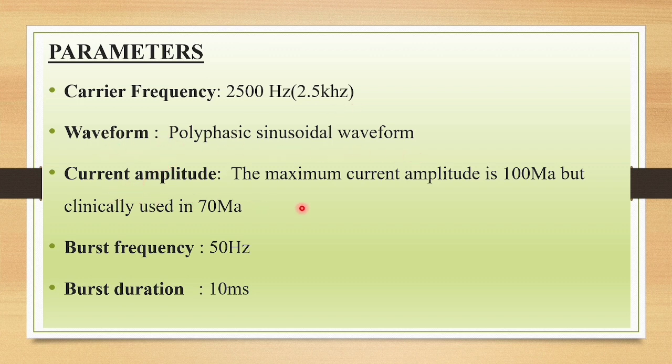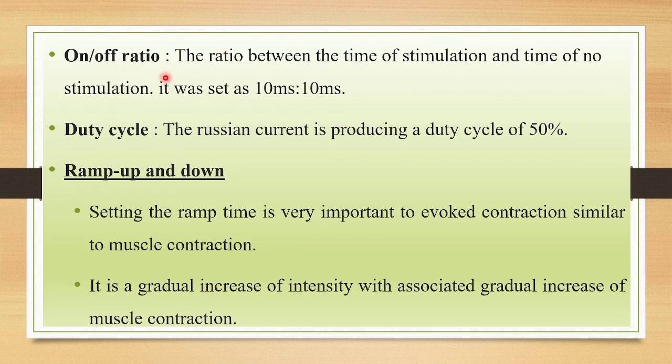The maximum current amplitude is 100 milliamperes, but the clinically used amplitude is 70 milliamperes. The burst frequency is 50 Hz. The burst duration is 10 milliseconds. The on/off ratio is the ratio between the time of stimulation and the time of no stimulation, so it was set at 10 milliseconds on to 10 milliseconds off.